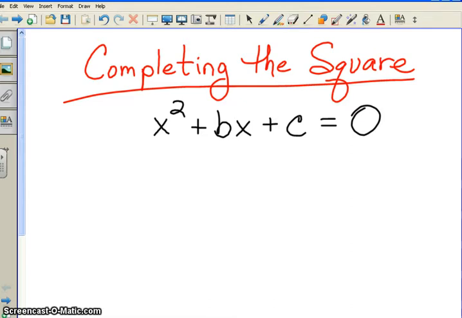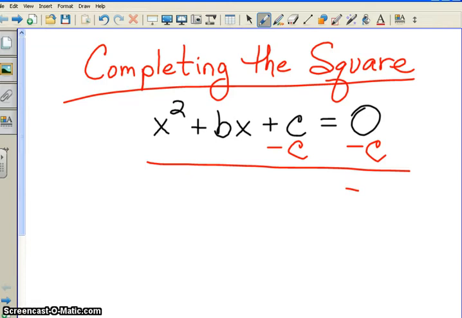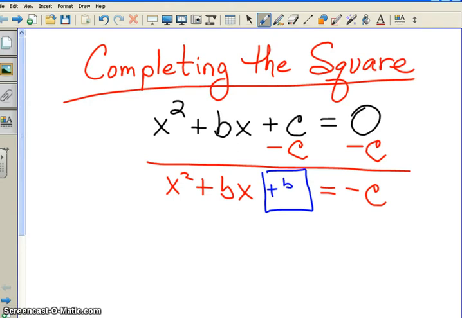Now, from here, we want to get that constant away from the x's. So I'm going to use opposite operations to move the c, the constant number, over to the other side. So 0 minus c is obviously negative c. And over here, I'm going to be left with x squared plus bx. I'm leaving a space because now we need to find what I call the magic number that will help us complete the square. Now, how we determine that magic number is you take your b value, cut it in half, and square it.